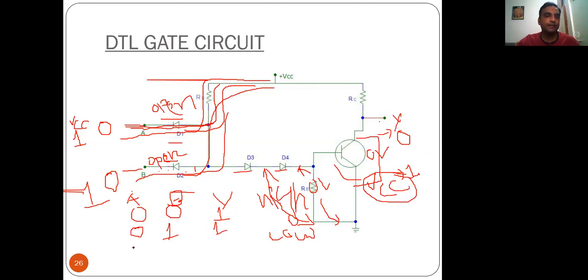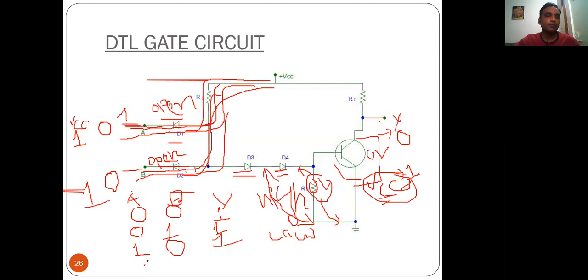Next, A is 1 and B is 0. A is 1, that means D1 will be open circuited, but B is 0, so D2 will be shorted. So all the VCC will be passing through this D2, and you will have all the VCC grounded through this. So D3 and D4 again will be open circuit. Again the transistor will be applied with 0 volt, so the output will be VCC, and if the output is VCC, we will say the output Y is equal to 1.